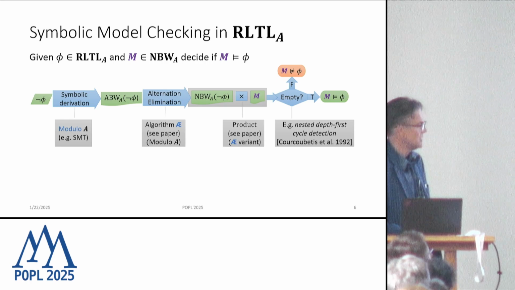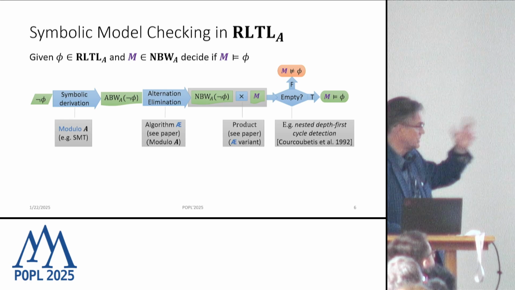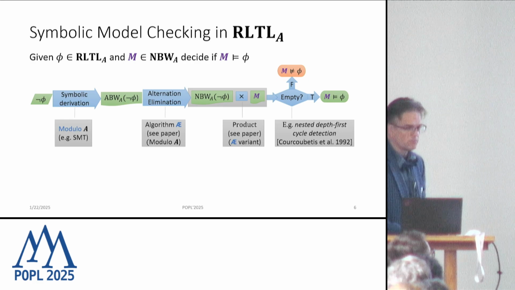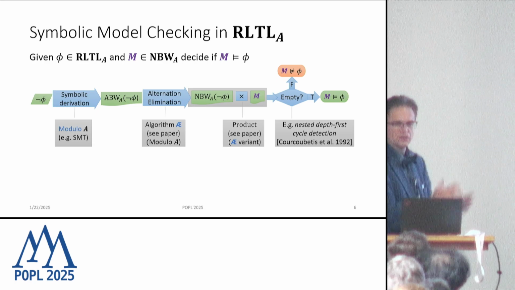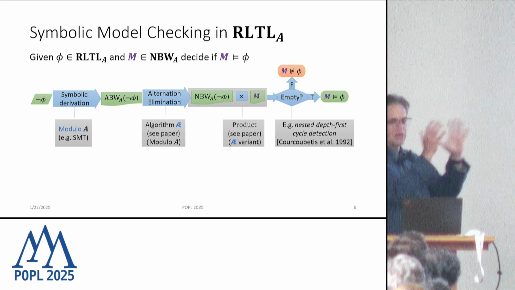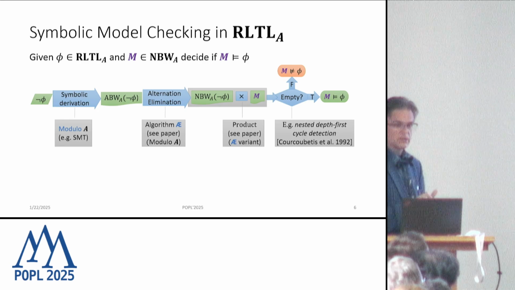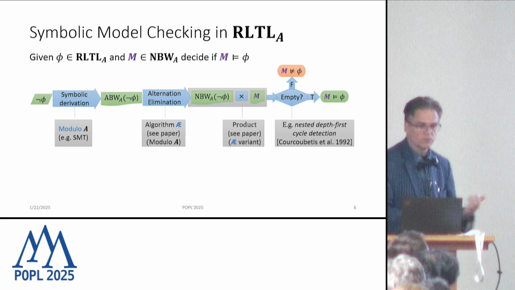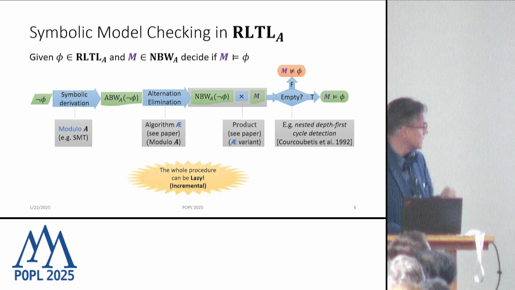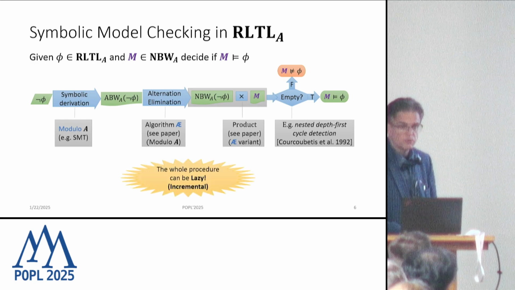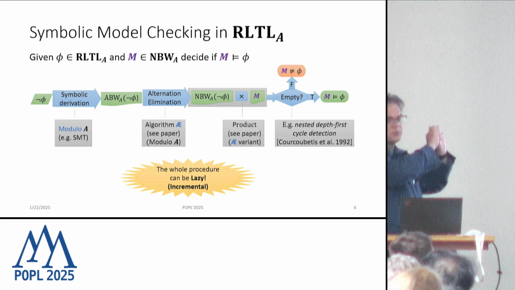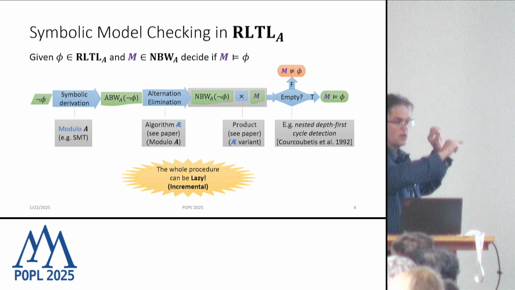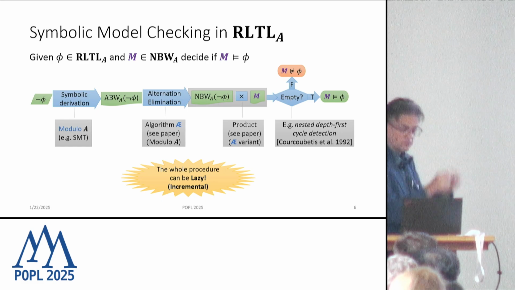Beautifully, this 92 algorithm of nested depth first cycle detection is beautifully explained in the paper, and you can essentially take it right there and put it in symbolic form, more or less as is. So some classical algorithms just work right out of the box. And of course, this whole thing can be incremental. All these steps can be joined into one because it's all actually lazily evolving automata, derivatives of formulas into automata.